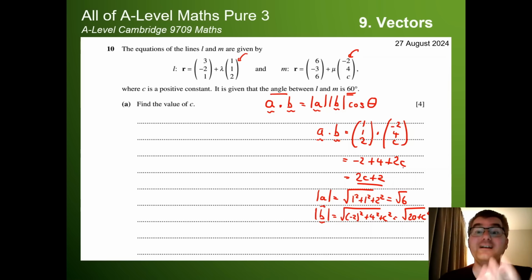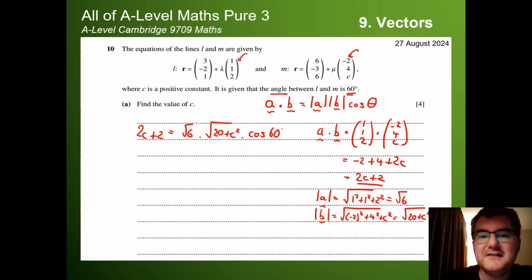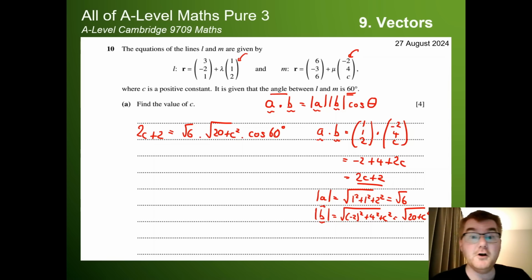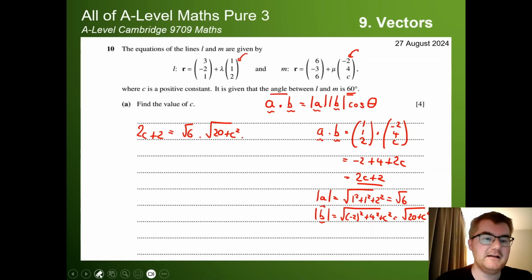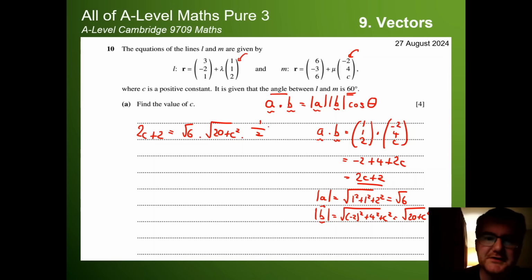And now we can link it all together. So that means 2C plus 2, our dot product, is equal to root 6 times the root of 20 plus C squared times the cosine of the angle in between them, which is 60. Now notice they've used a nice exact value here. Cosine of 60, of course, is equal to a half. That's going to make life a lot easier later on. At this point, I would just times by 2 to remove the half. That gives us 4C plus 4 is equal to root 6 times the root of 20 plus C squared.